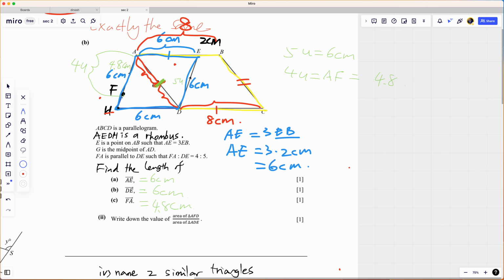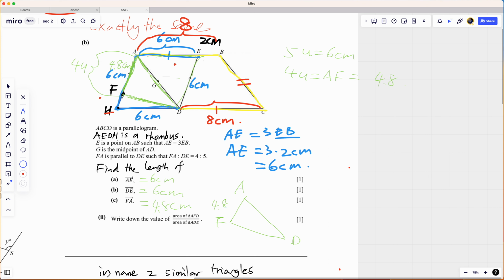Then now they ask you to write down the value of area of AFD. Where's AFD? AFD is here. So means here. A F D. So if I extract it out, A F D. AF is 4.8. Then to the area of ADE, where's ADE? Which is here.